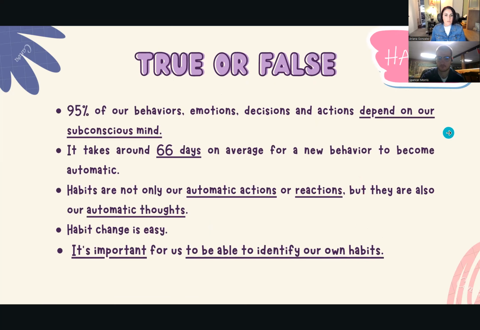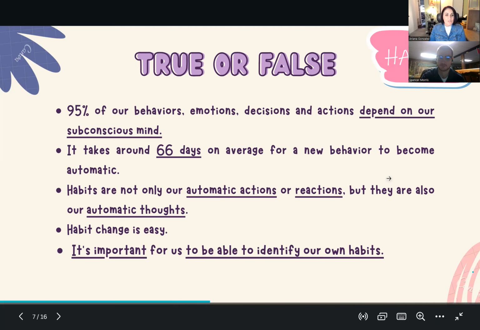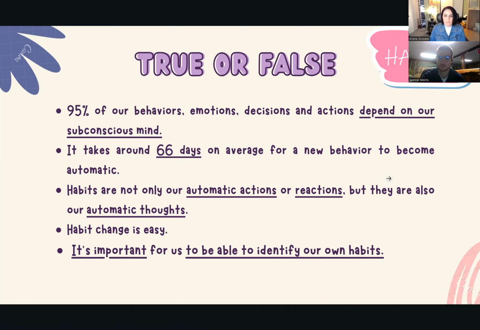So I'm going to just do a couple of true or falses. It's more fun when you guys are here to engage with us, but I'll give you the answers. True or false, 95% of our behaviors, emotions, decisions, and actions depend on our subconscious mind. That is true. So again, most of our actions are automatic. We don't have to think about it. It's just part of our day-to-day.